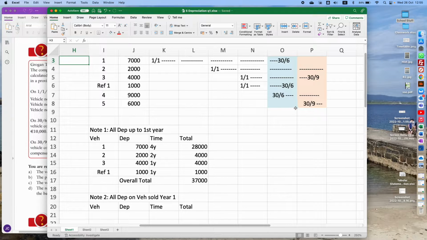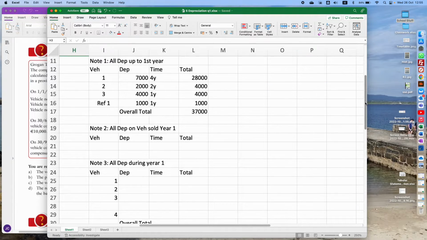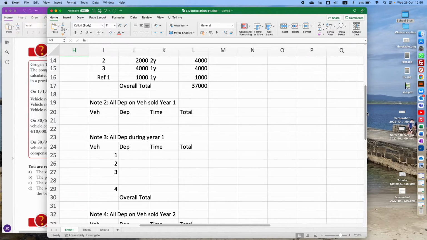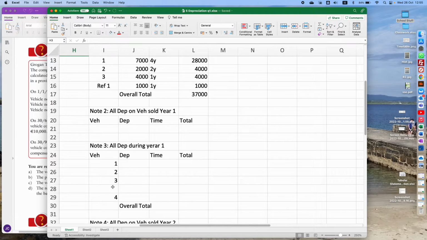Okay? Now, the third note is all the depreciation that happened during year one. So during year one, I had vehicle 1, 2, 3. I also had the refrigeration one. I had it during the year, but I didn't have that for a full year.